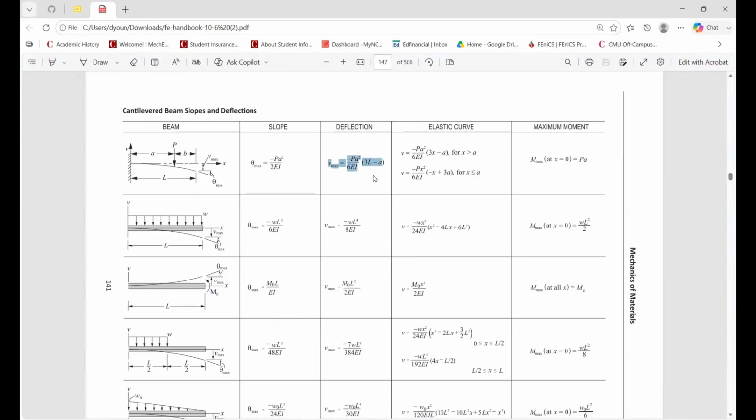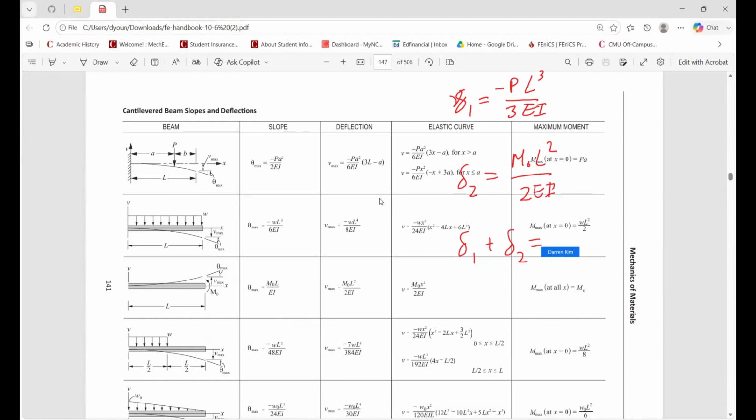The first thing I need to grab is this one, delta 1 equals negative P over A squared, which I'm just going to make the adjustment to, because we all know, I did it like three times already, that this turns into this. And delta 2 is this one, which is M L squared divided by 2EI. We all know that's the one we're using. So it's delta 1 plus delta 2. Do I know how it's going to play out? We'll see. Squared divided by 2EI.